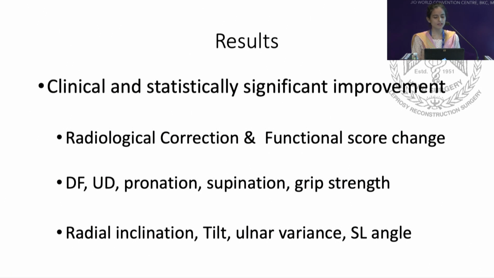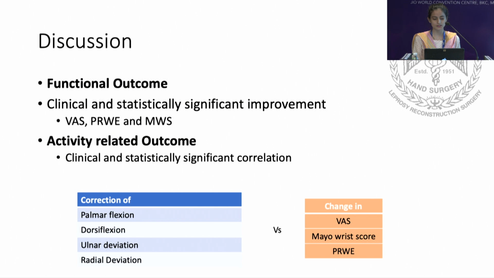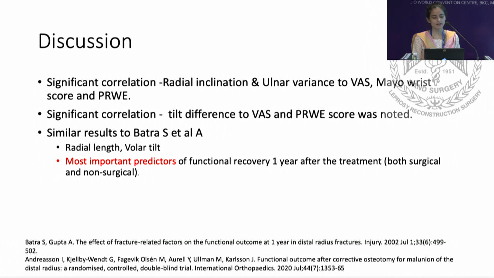The results: clinical and statistically significant improvement was noted in radiological correction and functional score change, that is dorsiflexion, ulnar deviation, pronation, supination, grip strength, and radial inclination, tilt, ulnar variance, and scapholunate angle measurements on radiological assessment. Discussion: for functional outcome, we found significant improvement in VAS, the patient-rated wrist evaluation and Mayo wrist score, and activity-related outcomes such as dorsiflexion, palmar flexion, ulnar deviation, radial deviation, to the VAS, Mayo wrist score, and PRWE.